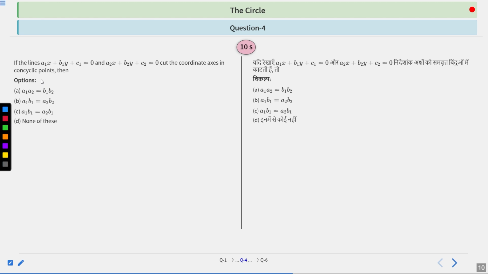You have 10 seconds to solve or think about this question. After 10 seconds, we will discuss the solution part.